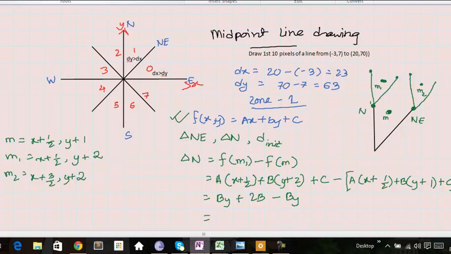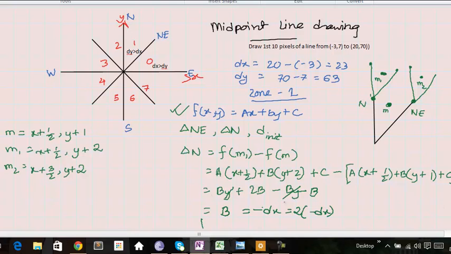Sorry for the mistake there. So minus by minus b, and the by gets cancelled. So what we have is 2b minus b, which is b. So b is essentially minus dx, and we multiply it with 2 to get a proper whole number. So del N is minus 2 dx.